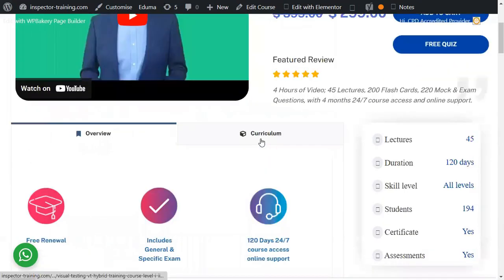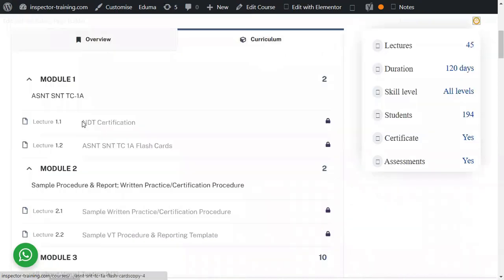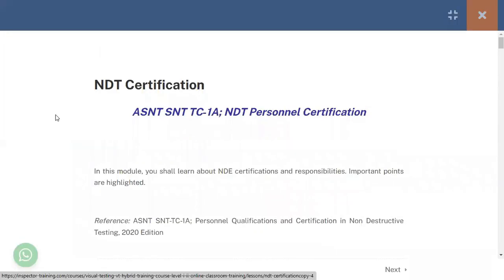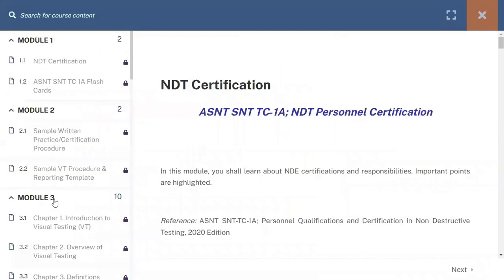Let's see what this course contains. Module 1 will start with the NDT certification. What is Level 1, Level 2, Level 3? What's the eye test, colorblind test? And it is also followed by flashcards, high NDT, ASNT, SNT-TC-1A. On module 2, we go through some sample practical, some sample written practice or certification procedure.